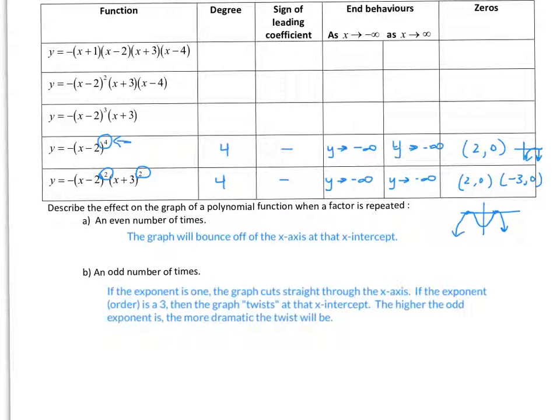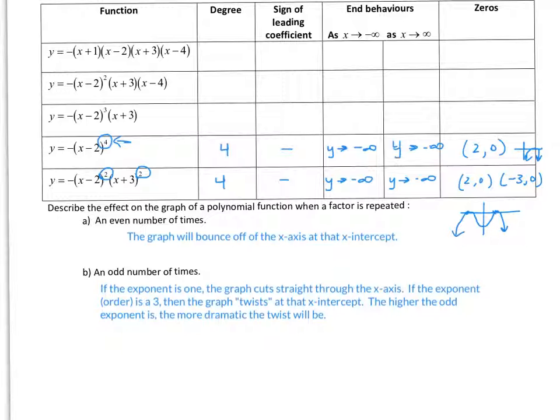Okay, so an even number of times means the graph will bounce off the x-axis at that intercept, and for the odd number of times, if the exponent's a 1, the graph just cuts straight through the x-axis. If the exponent, which is also known as the order, is a 3, then the graph twists at that x-intercept. So for example, let me just grab my proper tool here. If I had an order of 3, my graph will come up and twist at that spot, at that x-intercept. Okay, so this would be an order 1, or exponent of 1. This could be an exponent of 3. So let's put order 3.